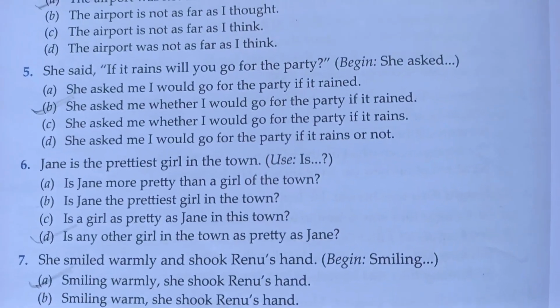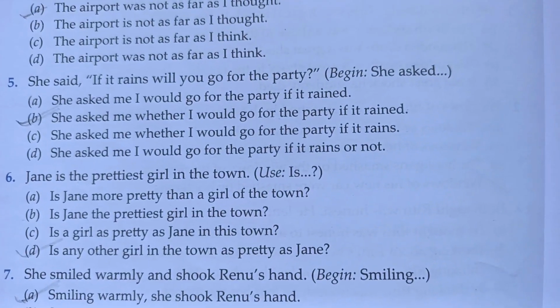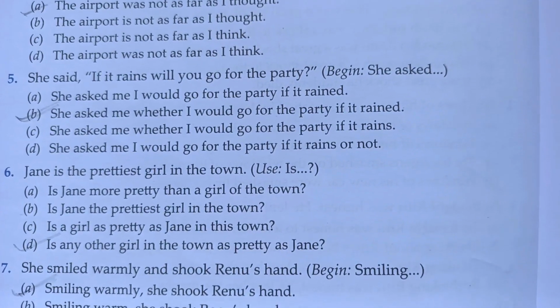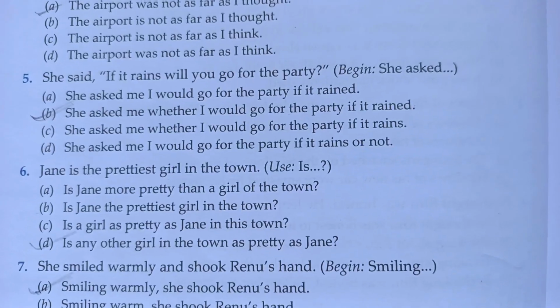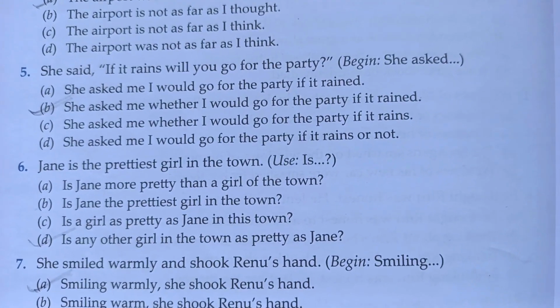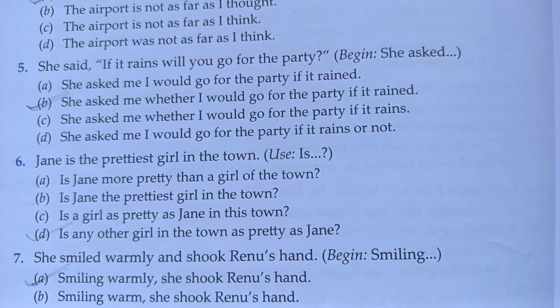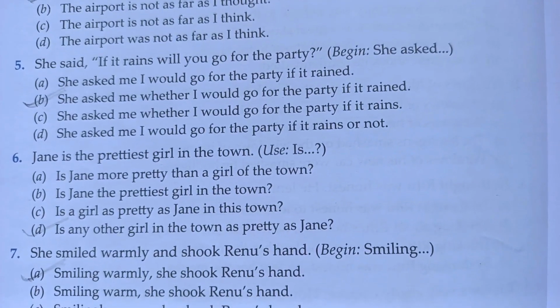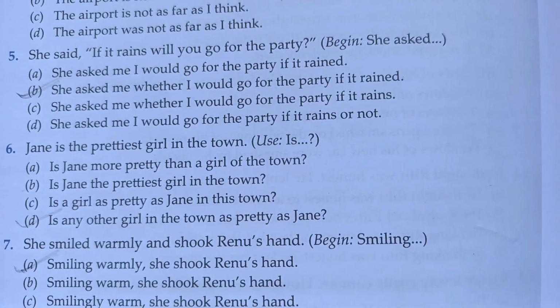Number 5, she said, if it rains, will you go for the party? So here you have to begin with the sentence she asked. So option B is correct. She asked me whether I would go for the party if it rained.